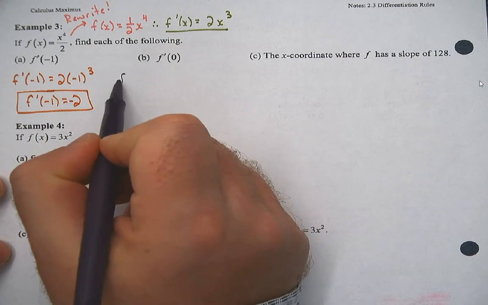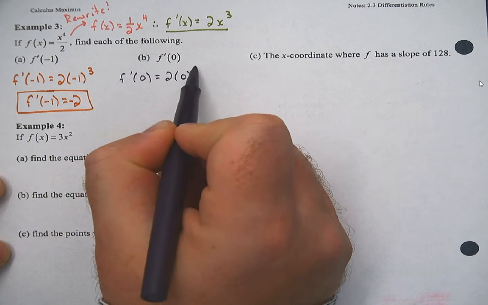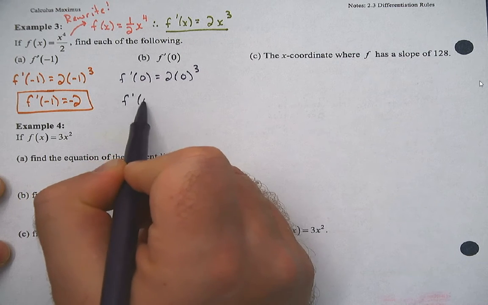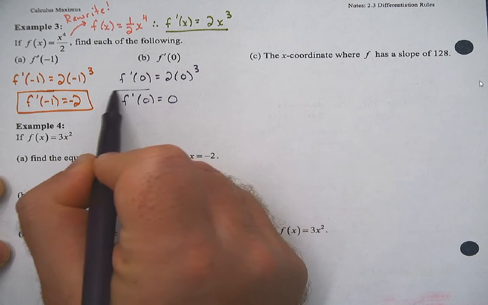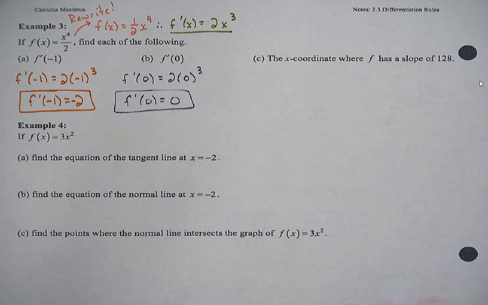F prime of 0 equals 2 times 0 cubed. 0 cubed is 0, times 2 is 0, so f prime of 0 equals 0. Now find the x coordinate.